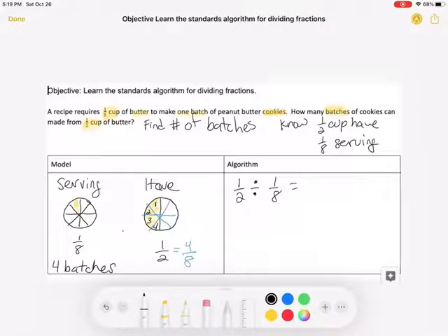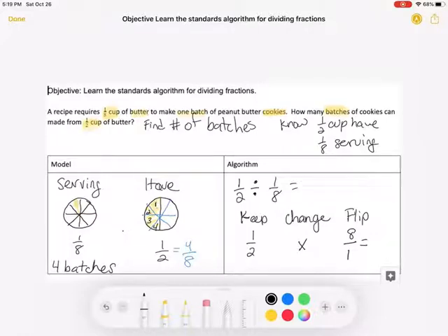Now let's look at the algorithm. The algorithm tells us to keep, change, flip. So keep the first fraction, I literally just rewrite it. Change, I change division to multiplication. And flip, I take what's called the reciprocal of 1/8. I'm realizing I'm going to run out of room here. And so what I end up with is 1/2 times 8/1.